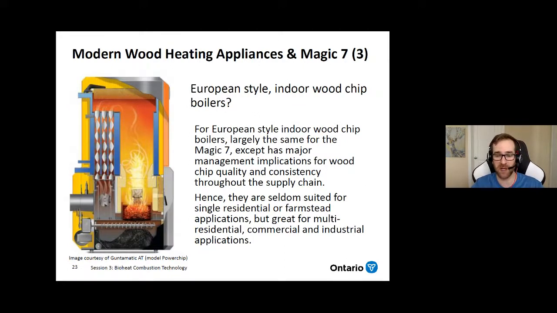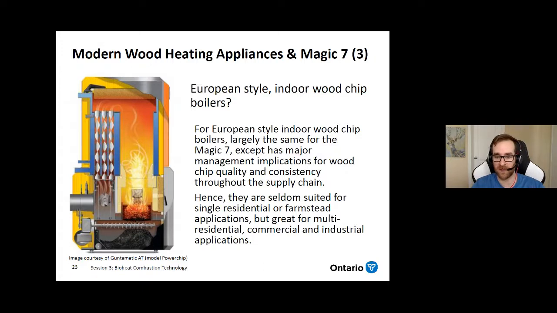Wood chip boilers would also have very similar management of the Magic 7. The only issue here is for the biofuel itself. Right now, the supply chain is just developing itself, and wood chip quality and consistency is the issue.